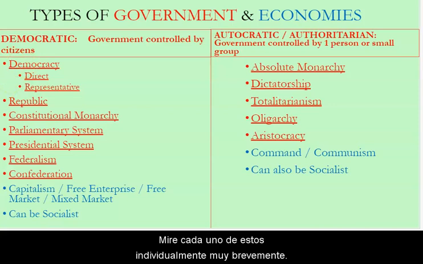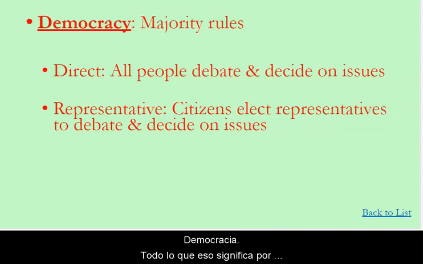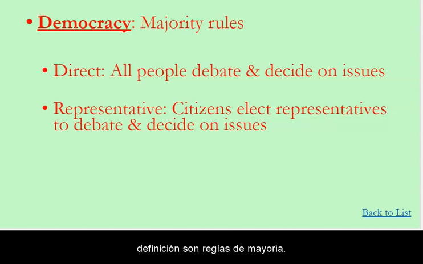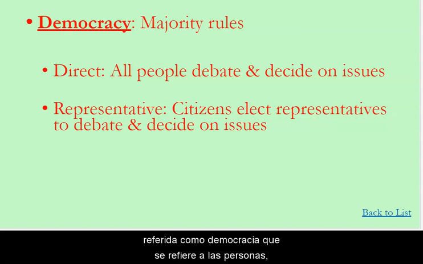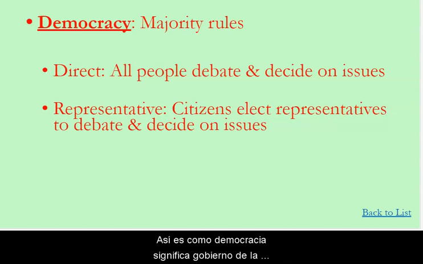We'll start with democracy. In a democracy, all that means by definition is majority rules. So demo, as the part of the word democracy, refers to people. So this is where the people, the majority, rules. If you have 100 people to vote, 51 of those have to vote for a majority, 51%. Not 50, that's half. Democracy means majority rules. We have that as one characteristic of our government in America.